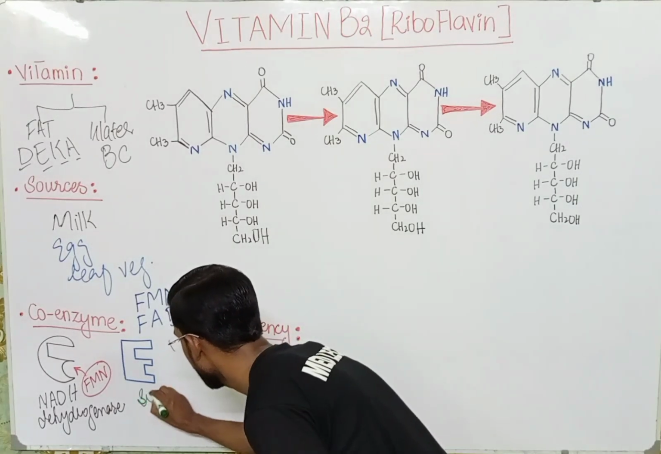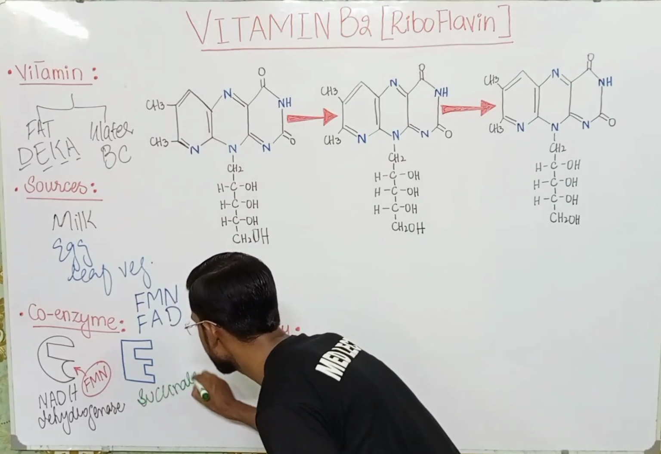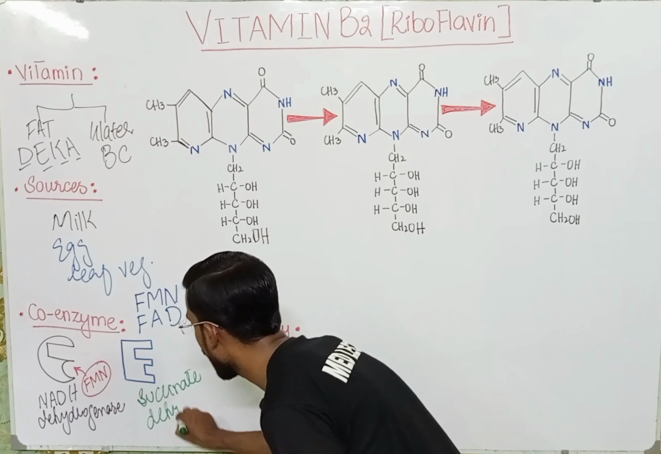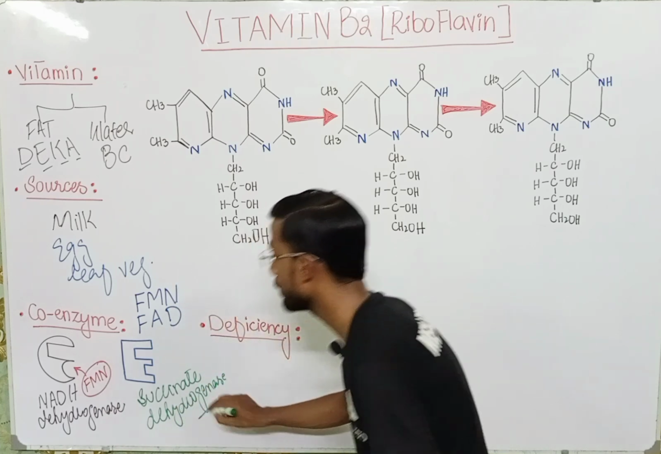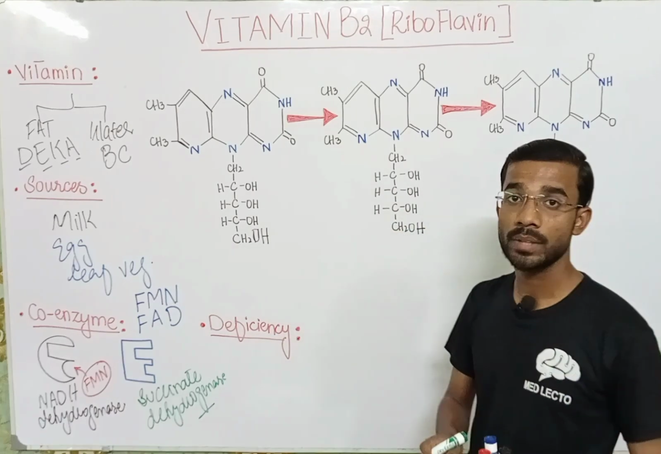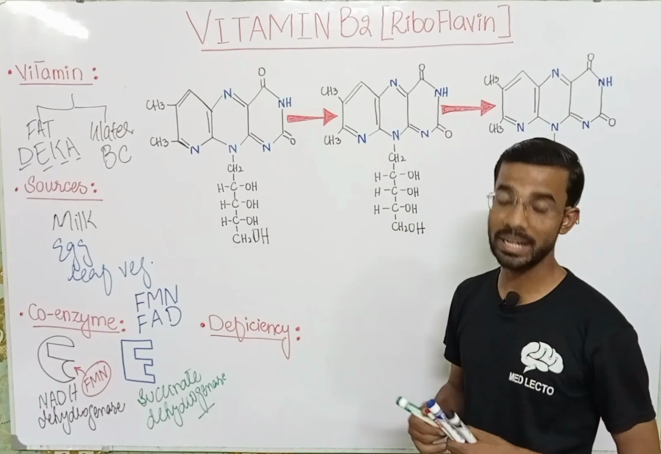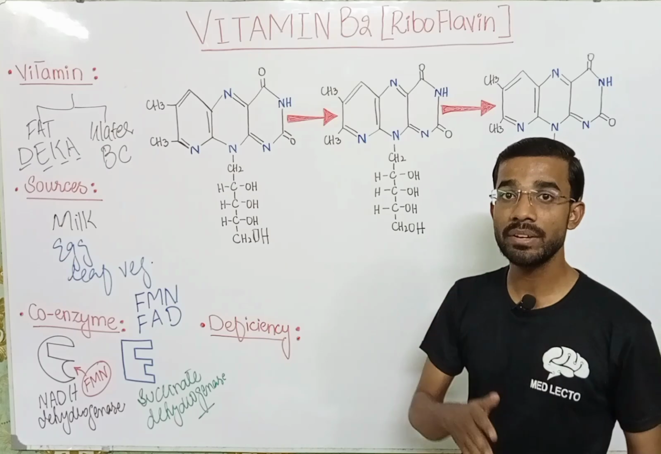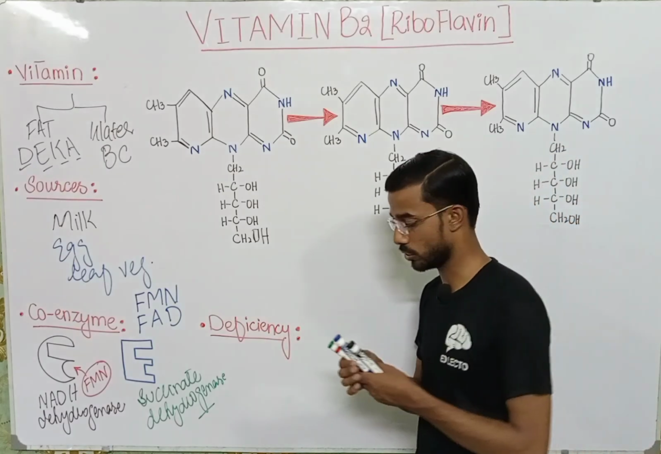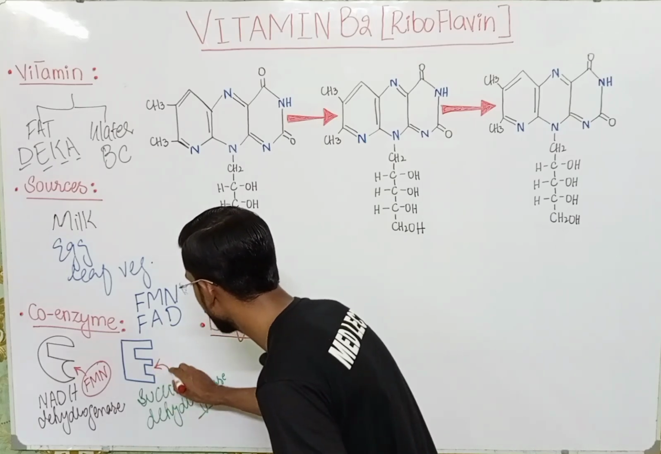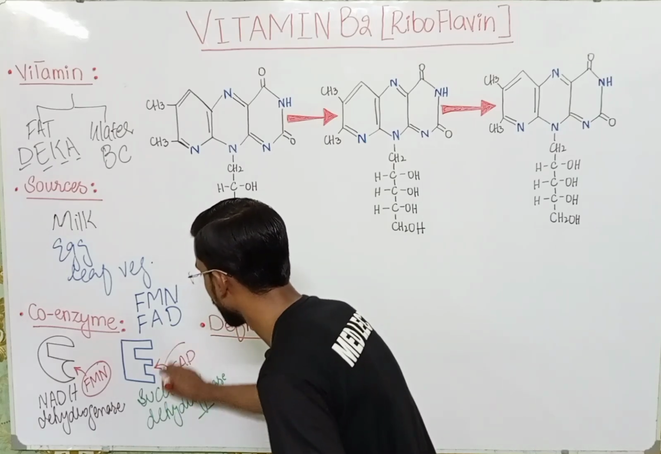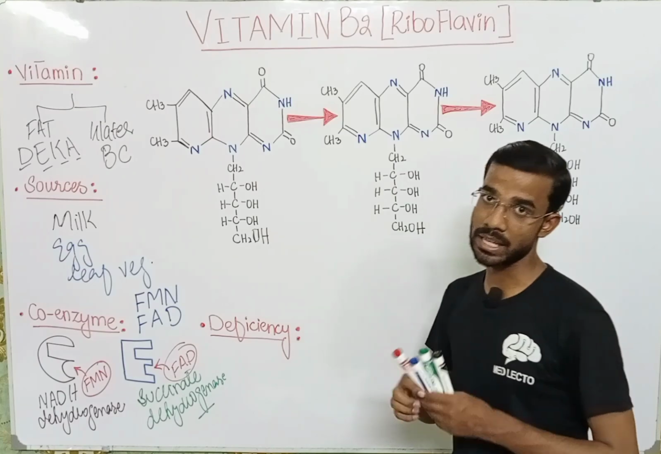Succinate dehydrogenase is another enzyme, but this enzyme requires another form of this vitamin, and that is flavin adenine dinucleotide. Okay, in this case this enzyme requires flavin adenine dinucleotide. So basically they act as a coenzyme.